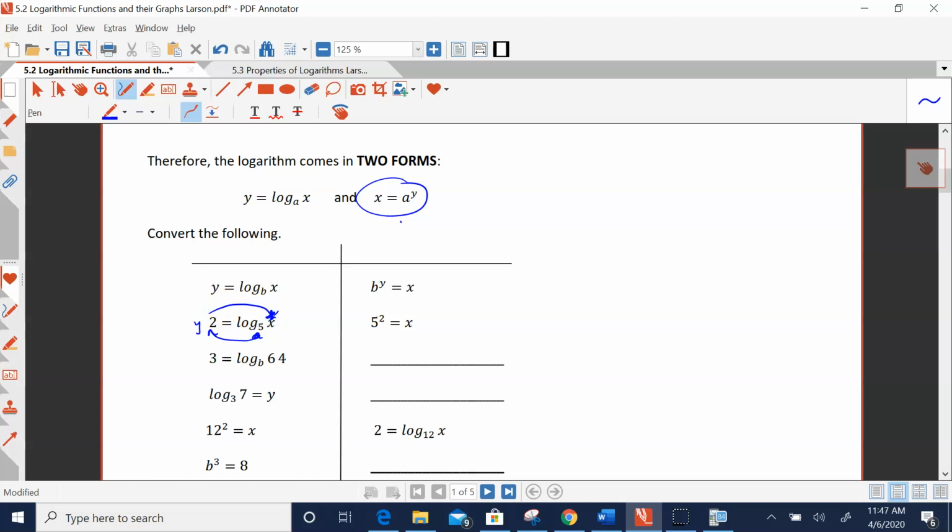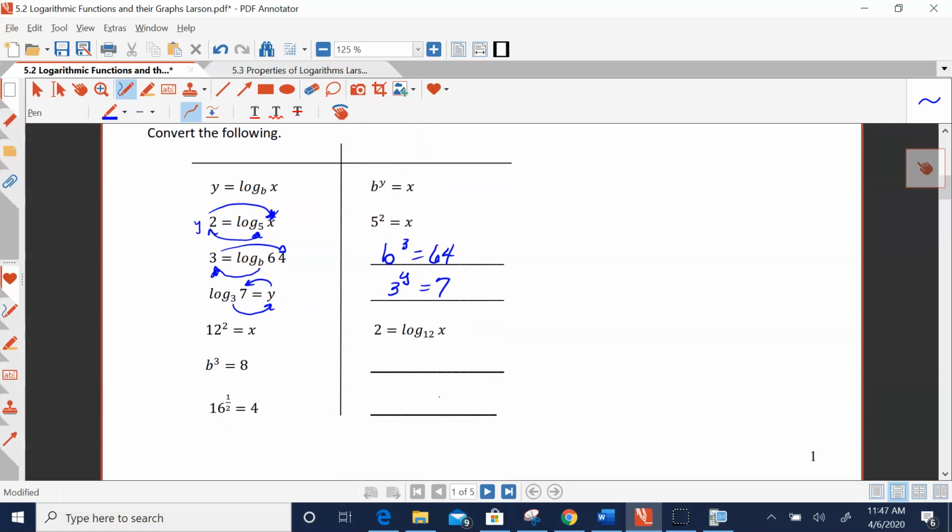If I follow that for this one, I'll have this base to that power equal to 64. So it would be b to the third equals 64. Doing the same thing here, I've got my base. Whatever the base is on your logarithm, that's going to be your base over here. So it's going to be 3 to the y equal to 7. All we're doing is rearranging those values.